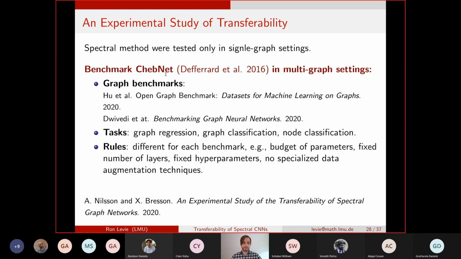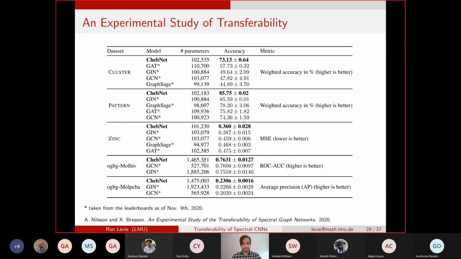They took ChebNet, which is a spectral graph convolution network based on polynomials from 2016, and tested it on a set of multigraph benchmarks. And they compared the results to top-of-the-chart spatial methods. They took vanilla methods. Of course, they optimized the hyperparameters, but they didn't add special augmentations tailored specifically to the problem. They only compared against vanilla methods, and they saw that ChebNet reaches state-of-the-art results in most of the benchmarks, if not in all of them.